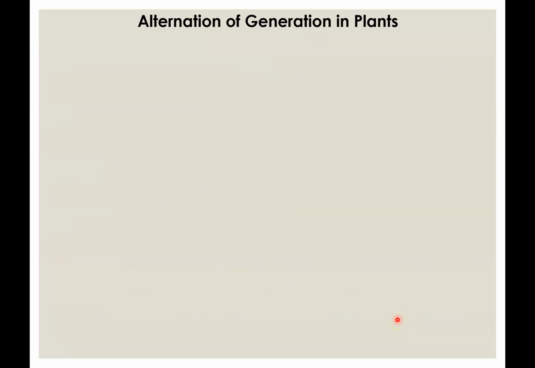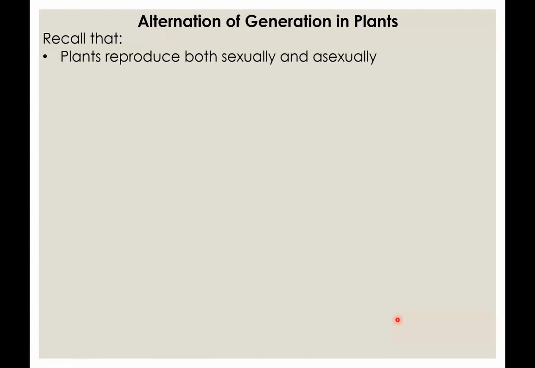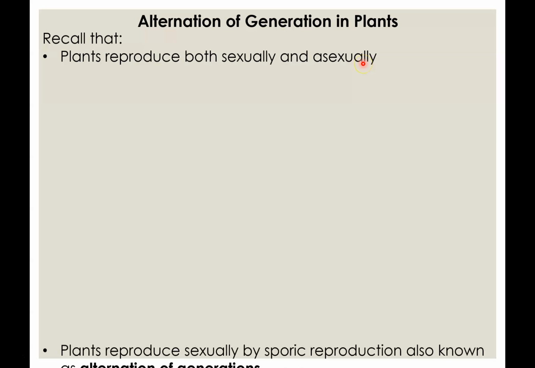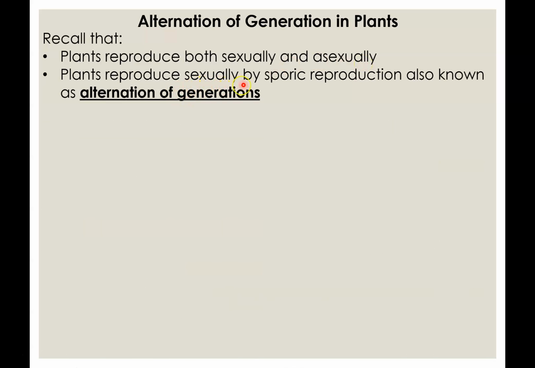So in unit 1, when we talked about biodiversity, you were introduced to the alternation of generations when we studied lower plants as well as higher plants or vascular plants. And you may recall that plants reproduce both sexually and asexually. Sexually would be when there's a formation of gametes, and asexually would be by simple mitosis or propagation. It's called vegetative propagation. Plants reproduce sexually by sporic reproduction, also known as alternation of generations.